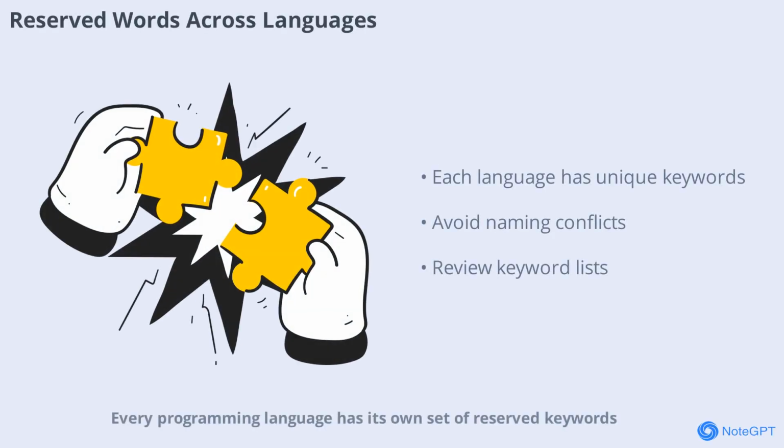Every programming language has its own set of reserved keywords. While some keywords are common across languages, like if and else, others are unique. For example, elif is specific to Python, while switch is found in languages like C and Java. Knowing the reserved words in the language you're using helps you avoid naming conflicts and ensures your code runs smoothly. It's always a good idea to review the list of keywords when learning a new language.